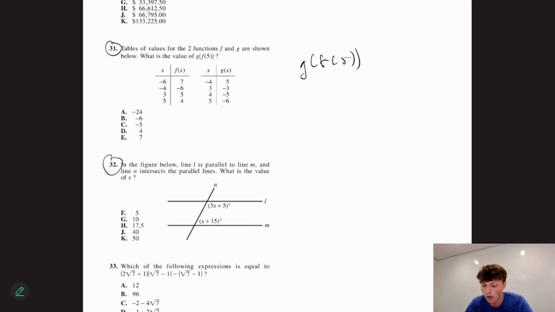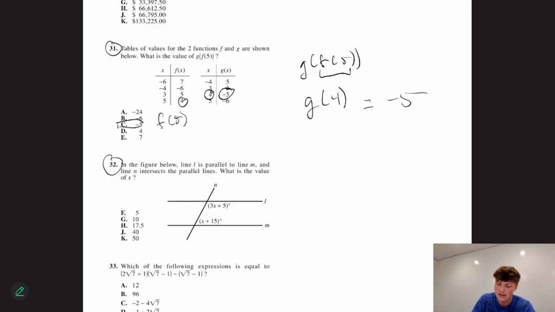So you just plug in, well, let's look at the inside. What is f of 5? Well, when x is 5, f of 5 is going to produce 4. So now we have g of 4. G of 4, well, when is 4 our input? That's going to produce us -5 as an output. That's going to be answer choice C. Right, so these questions might not be super difficult, but they're going to be discussing concepts that are very important to make sure you have an idea about, okay?